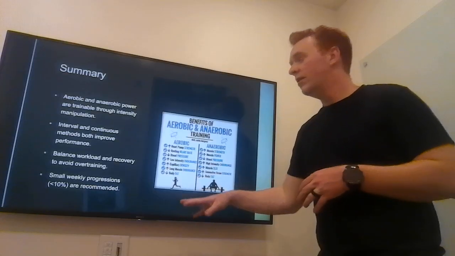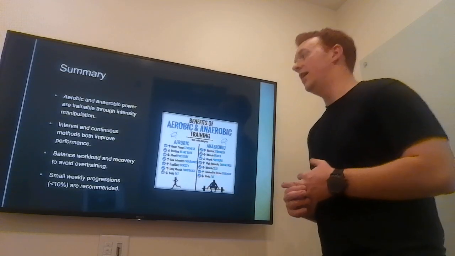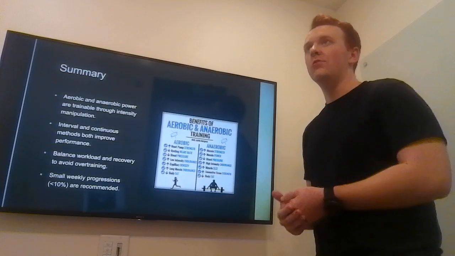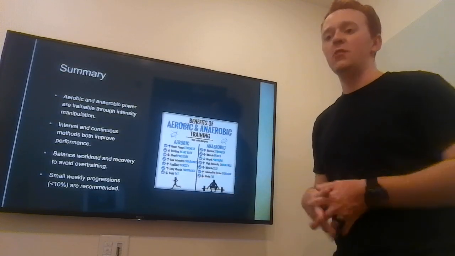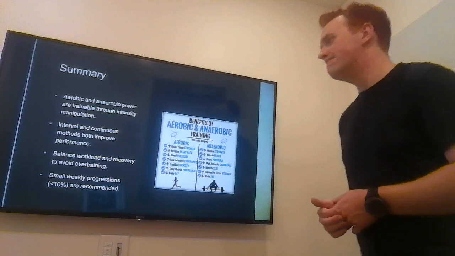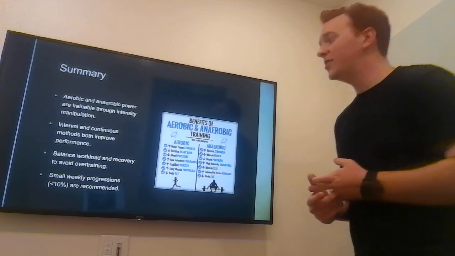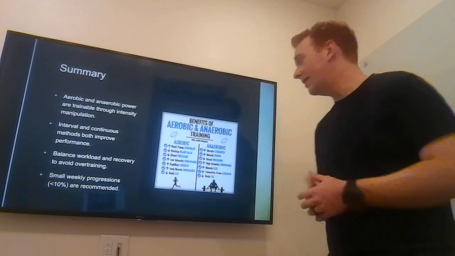Balance workload and recovery to avoid overtraining. So balance these two so that you don't overtrain your body, so that you have room to grow. Break days are good. And small weekly progressions, like no greater than 10% are recommended.